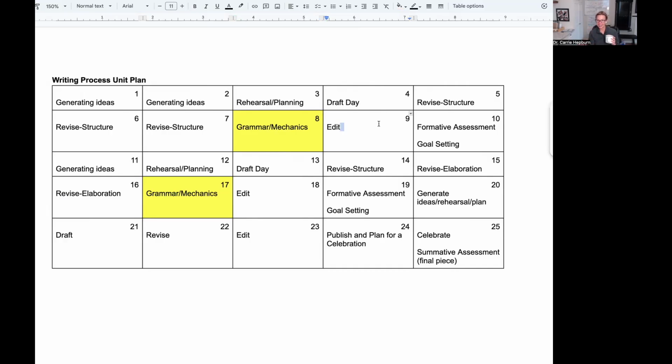Then we go into editing. So we've got a good grammar mechanics lesson. We're going to go back and we're going to edit, not just for what was taught here, but other things as well. And then students will finish that piece up. We use that for formative assessment. They set goals for their next steps. Talk about editing checklists, writing checklists.